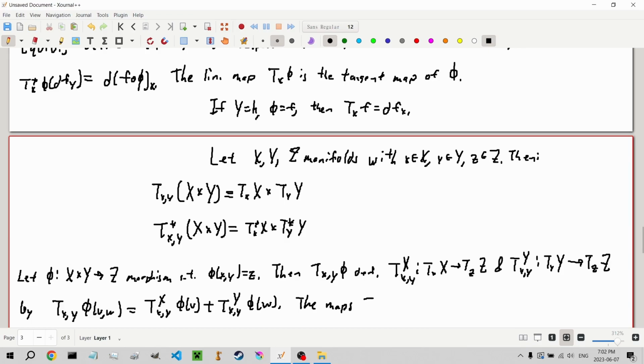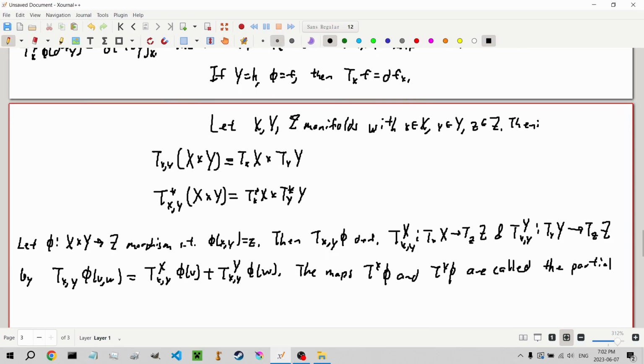The maps T_x phi and T_y phi are called the partial derivatives of phi along x and y respectively. And that's the end of that section. Up next is the inverse function theorem.